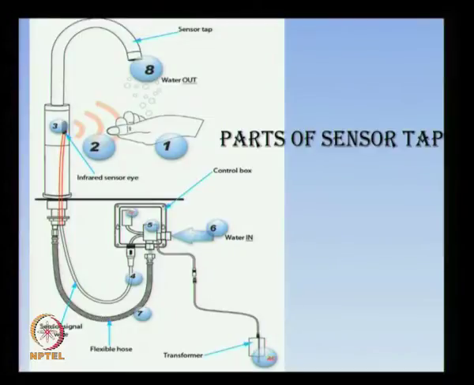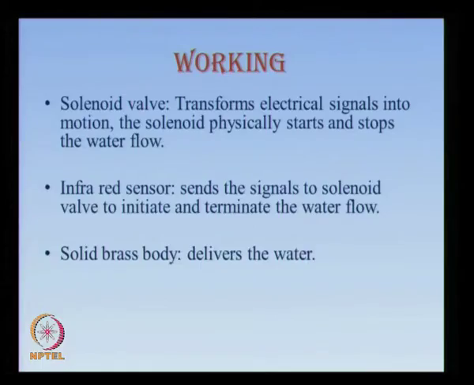The major parts of the sensor tap are the infrared sensor, solenoid valve, solid base body, control box and the power source. Coming to its working, the solenoid valve transforms the electric signals into motion. It closes when the object is removed and opens when the object is placed.